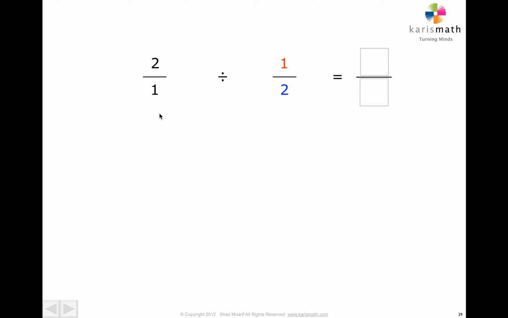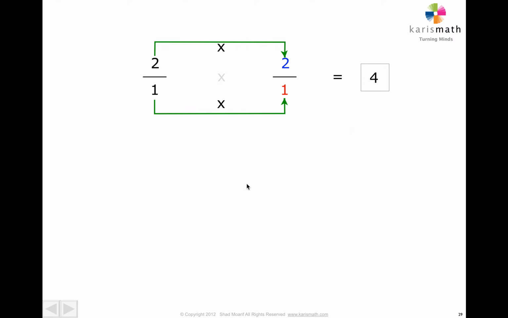So, do you want to try these straight away? That's 2 over 1. What do we do next? Yes, we multiply and flip this over. And we get 4 over 1. 4 divided by 1, which is 4.